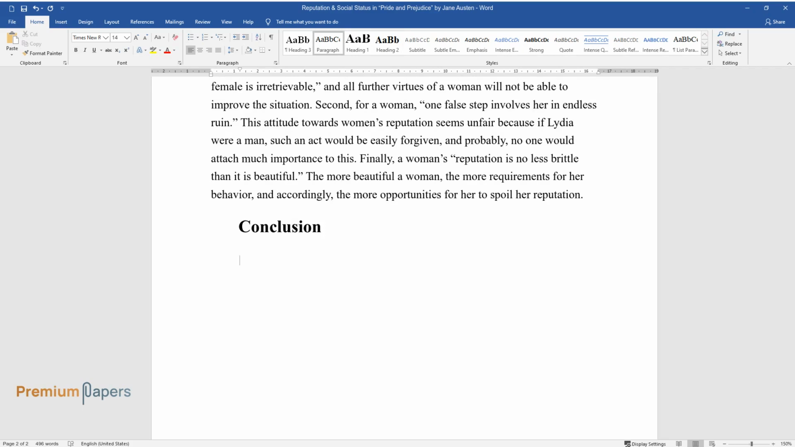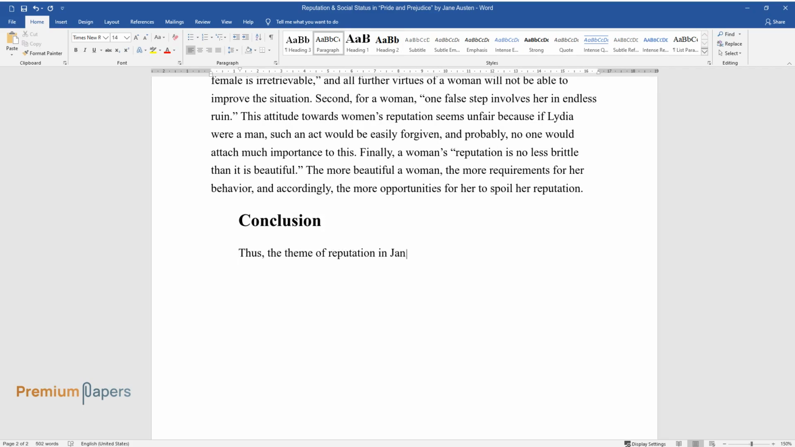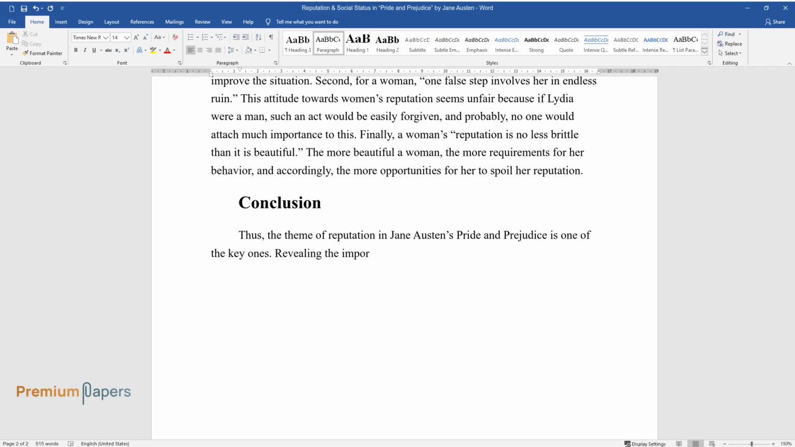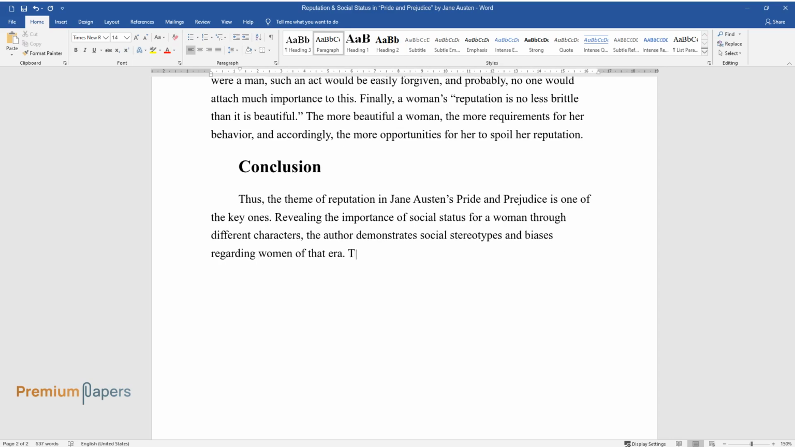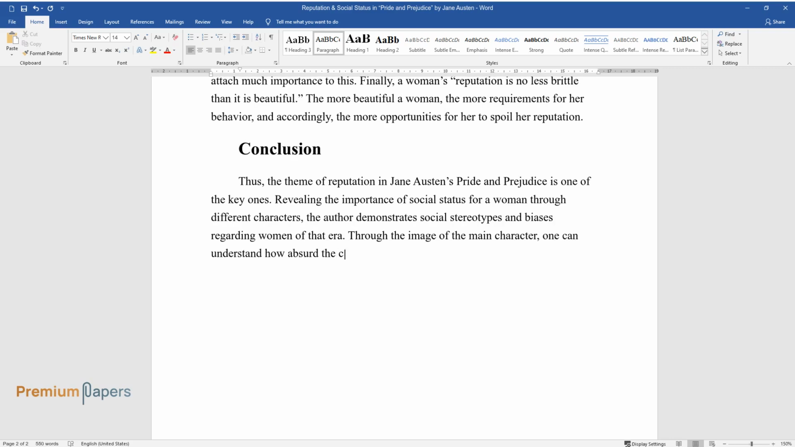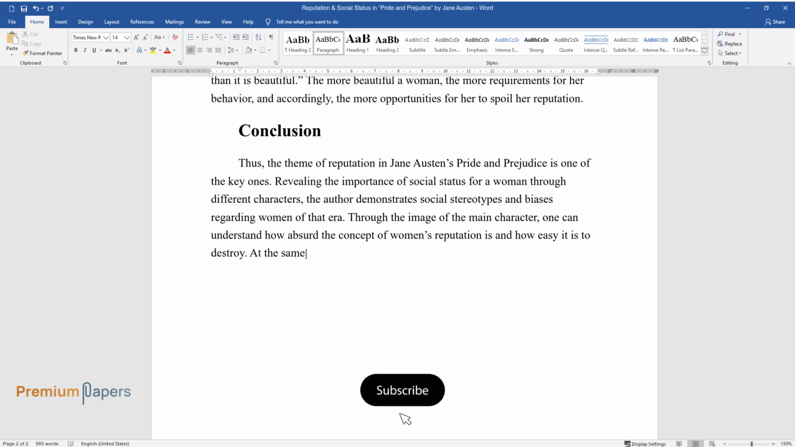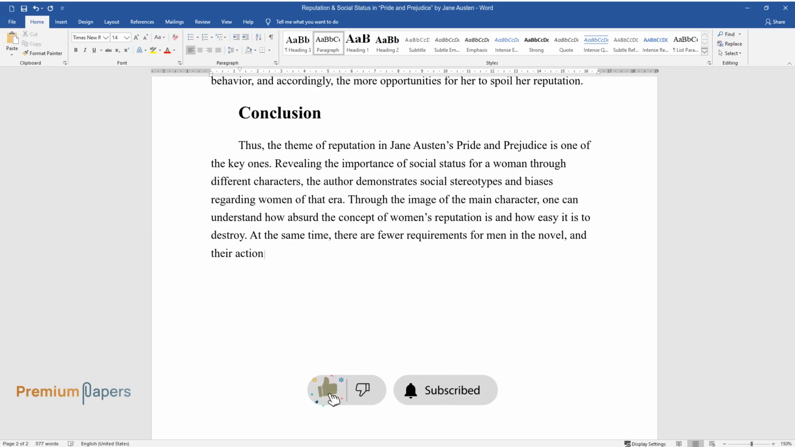Conclusion. Thus, the theme of reputation in Jane Austen's Pride and Prejudice is one of the key ones. Revealing the importance of social status for a woman through different characters, the author demonstrates social stereotypes and biases regarding women of that era. Through the image of the main character, one can understand how absurd the concept of women's reputation is and how easy it is to destroy. At the same time, there are fewer requirements for men in the novel, and their actions do not have such devastating consequences.